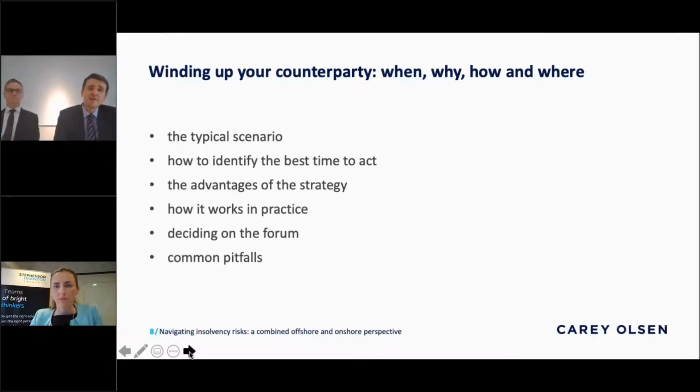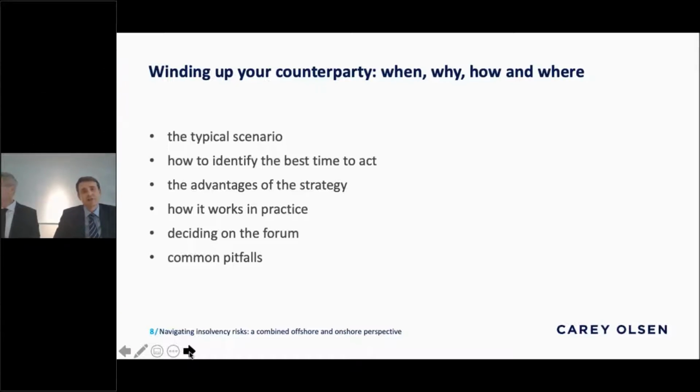The things that we find that people get most frustrated about for winding up counterparties is, of course, it's a collective process. It's no longer just you enforcing your security or you enforcing your rights. It's for the good of all creditors. And with that comes quite a considerable loss of control.